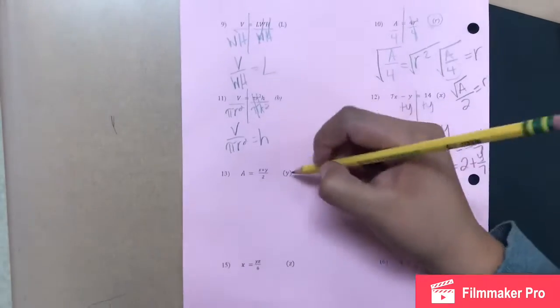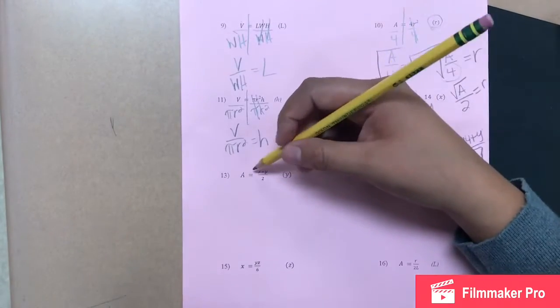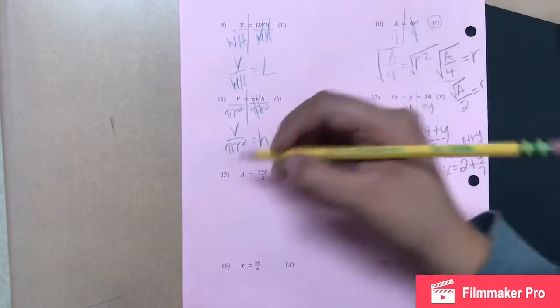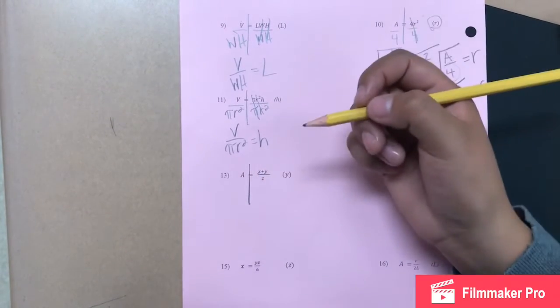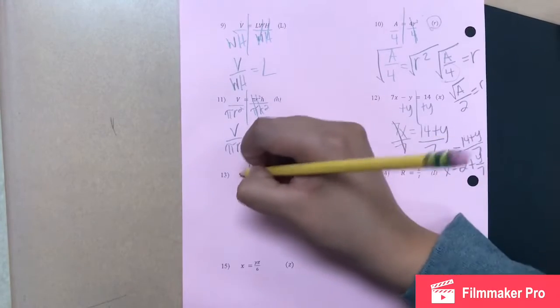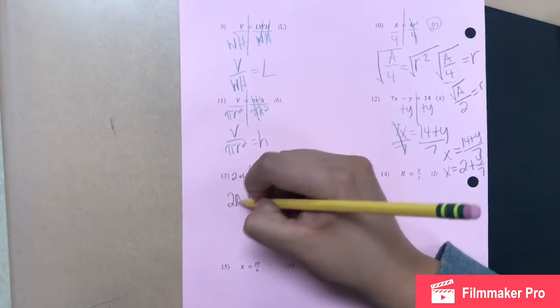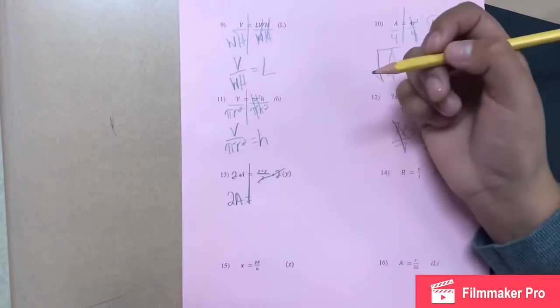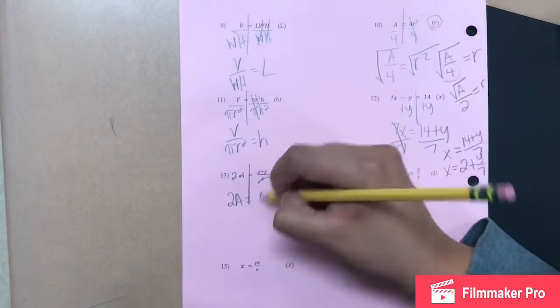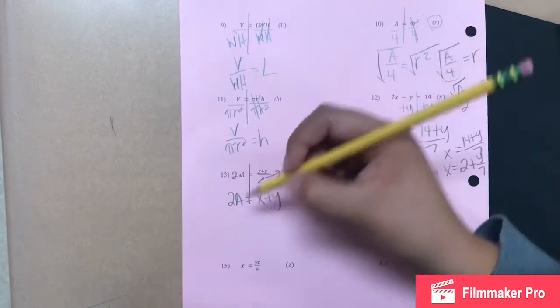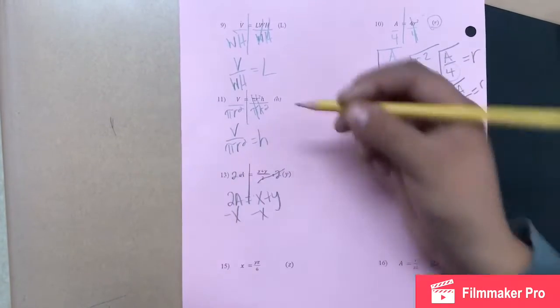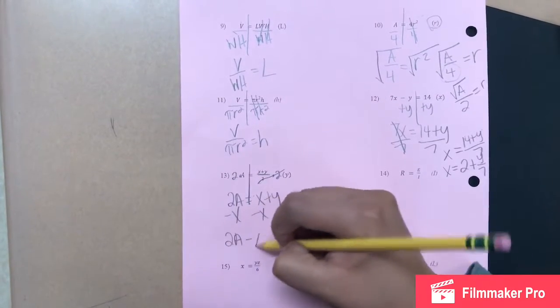Number 13, they want me to solve for y. Right now, y is being added to x and dividing 2. Normally, we would take care of that addition, but since the division takes priority, the inverse of dividing by 2 is to multiply by 2. So I have 2a equals, multiplying by 2 takes care of the 2's on the right side, and I have x plus y. To get y by itself, what's the opposite of positive x? Negative x. So my answer is 2a minus x equals y.